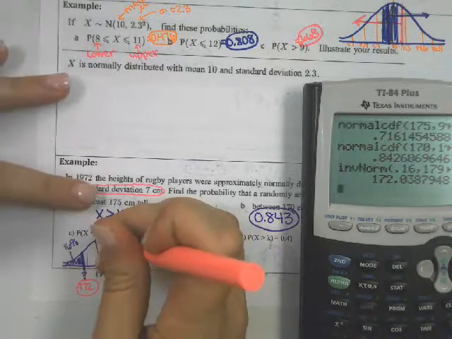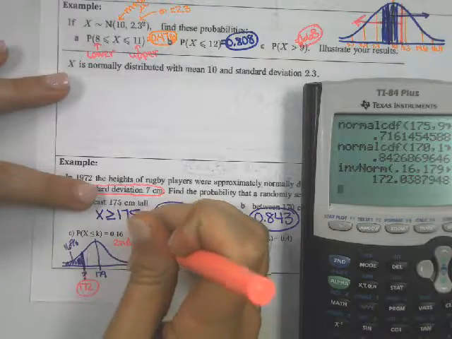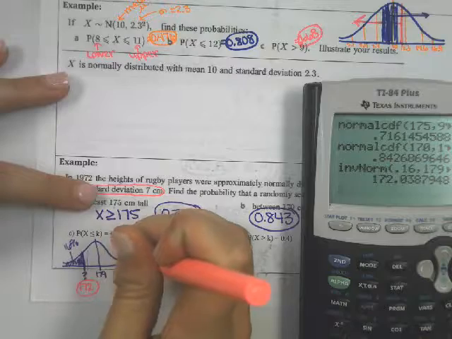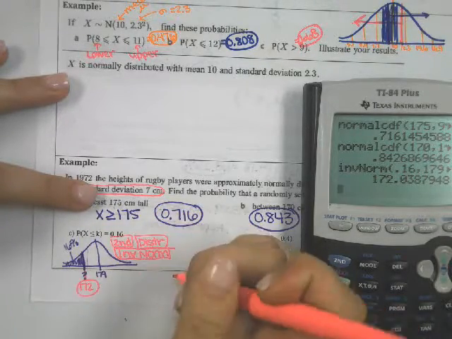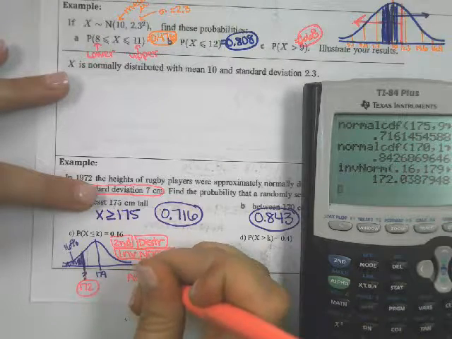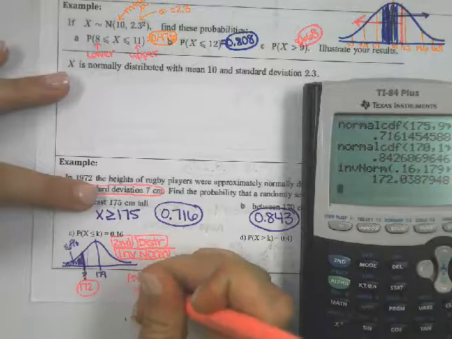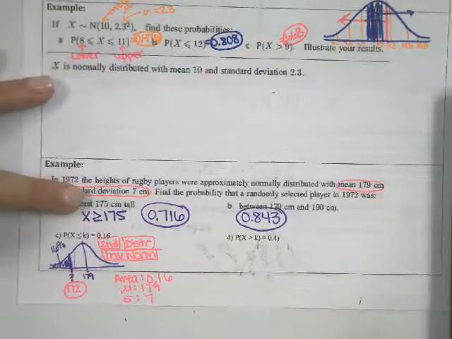So for this one, we used second distribution. We used the inverse normal, and our area was 0.16, mean 179, standard deviation 7.